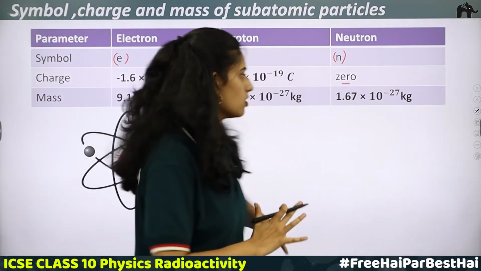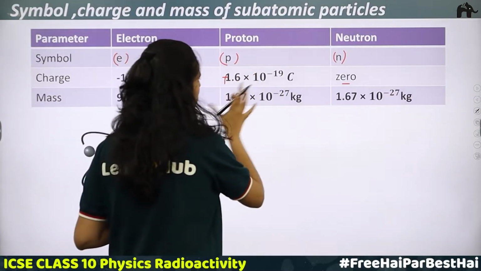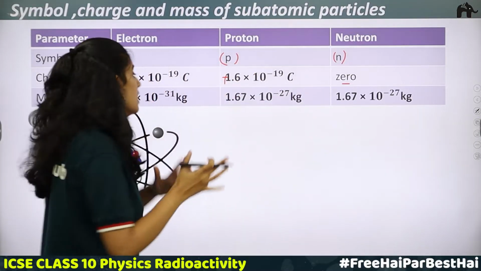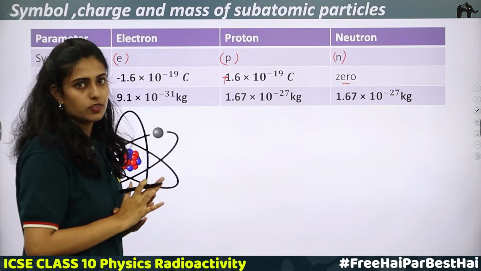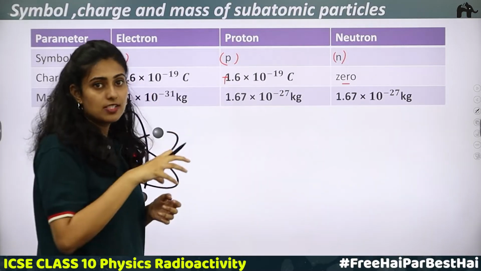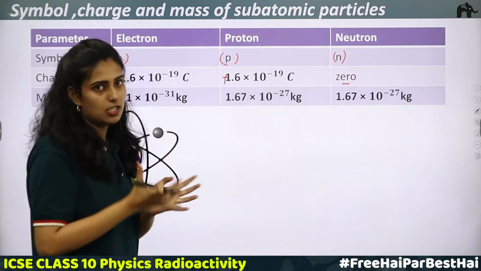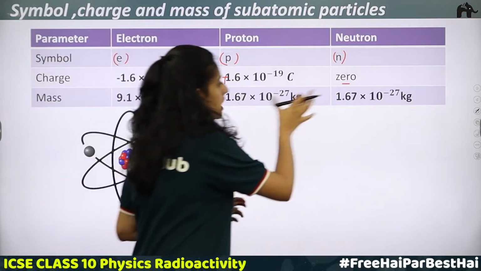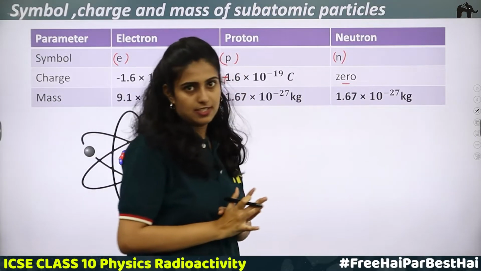So when you compare the mass of the proton, neutron and electron, you can see that the mass of the electron is much less. So we say that inside an atom, the mass of the atom is concentrated at the center of the atom, which is the nucleus. Why? Because only the protons and neutrons are there.